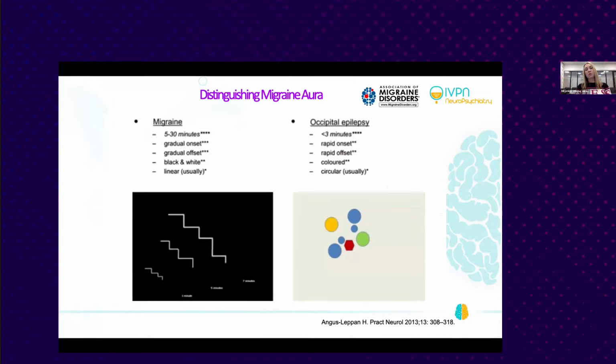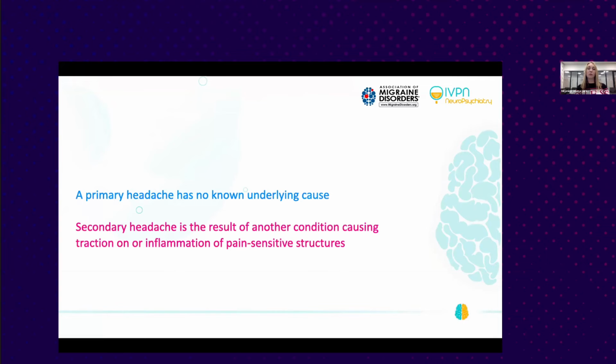The aura is also most confusing, and most like it is occipital epilepsy. What is the main difference? The main difference is that migraine auras are usually quite simple, linear, and in black and white. Less often they're in color. In occipital epilepsy, you will have circular hallucinations, and usually they are colored. So maybe that's a bit of a tip on a distinguisher.